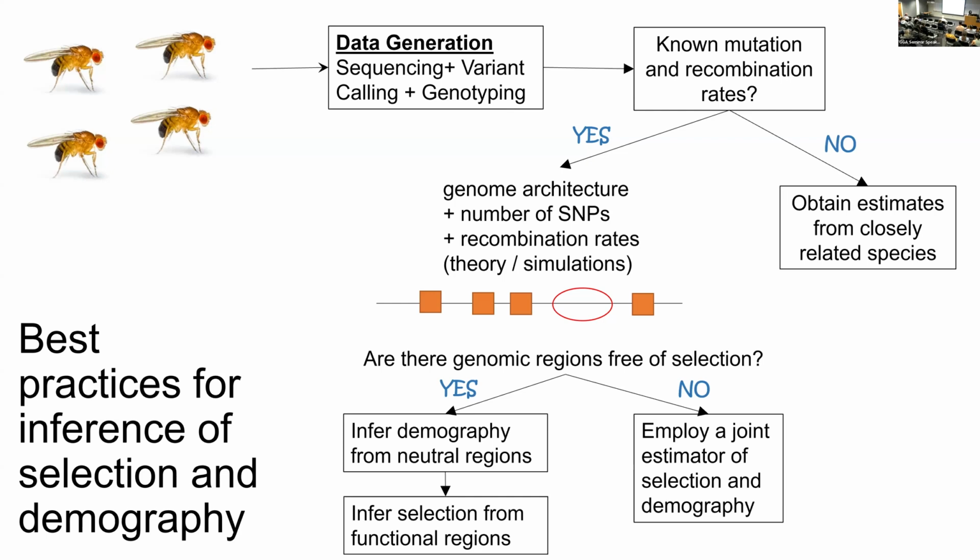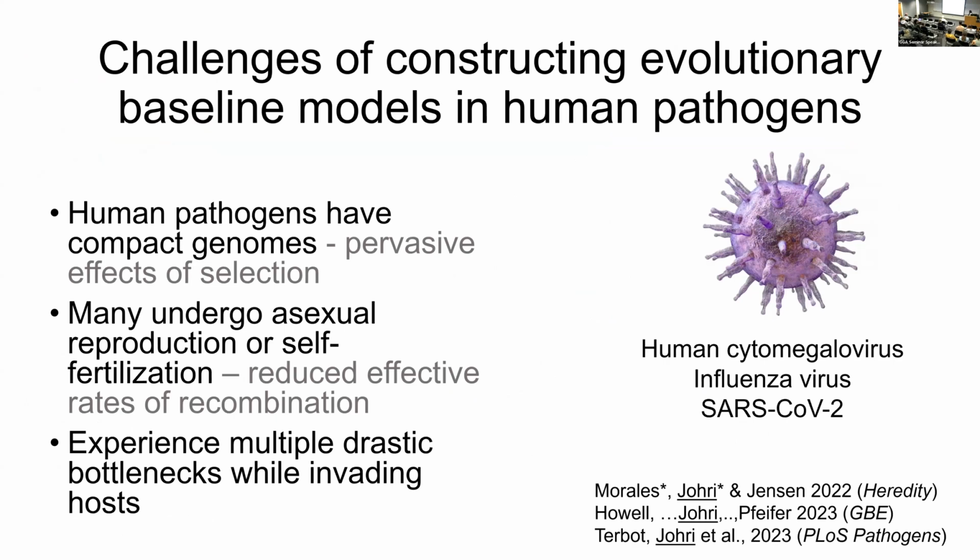And so, sort of inspired by all of this, something that my lab is now thinking about quite a bit is how do we do this in human pathogens? Suppose we want to build evolutionary baseline models in human pathogens. It's hard, right? And it's relevant. So why is it relevant?